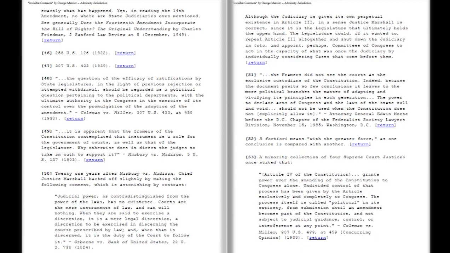Return. 53. A minority collection of 4 Supreme Court justices once stated that Article 5 of the Constitution grants power over the amending of the Constitution to Congress alone. "Undivided control of that process has been given by the article exclusively and completely to Congress. The process itself is called political in its entirety, from submission until an amendment becomes part of the Constitution, and not subject to judicial guidance, control, or interference at any point." Coleman v. Miller, 307 U.S. 433 at 459, concurring opinion, 1939.